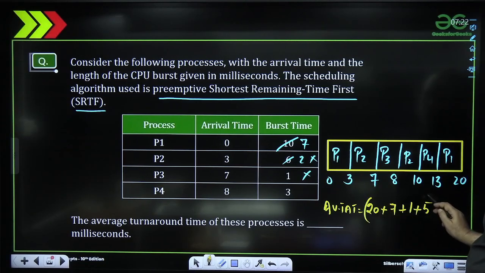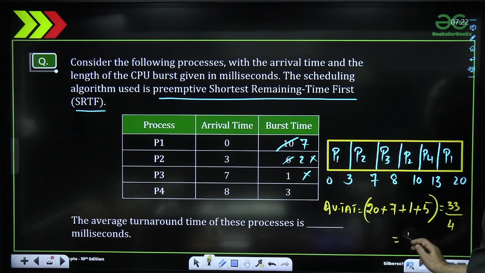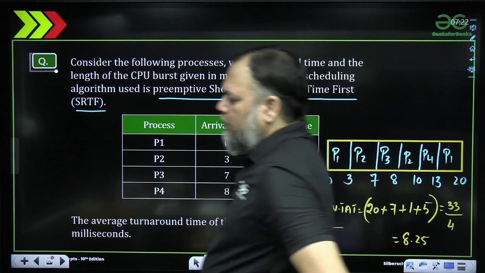So this is the total turnaround time: 27, 28, 28 plus 5, 33. Is it not? 33 divided by the number of processes, 4. So it becomes 8.25. Something like this. So that's how we compute the average turnaround time.